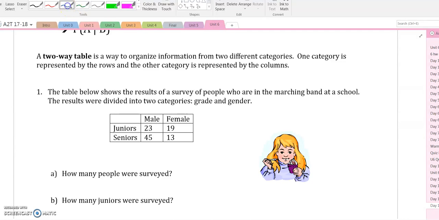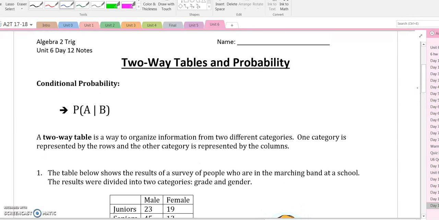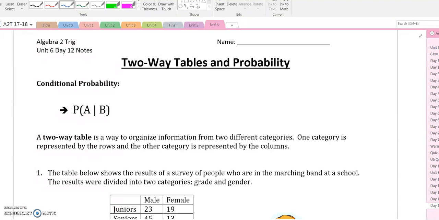Hi everyone, Mrs. Musoff here, and today we're going to be talking about conditional probability, and we're going to do that through the use of two-way tables. Okay, so just to give you a definition, conditional probability is probability that meets a given condition.